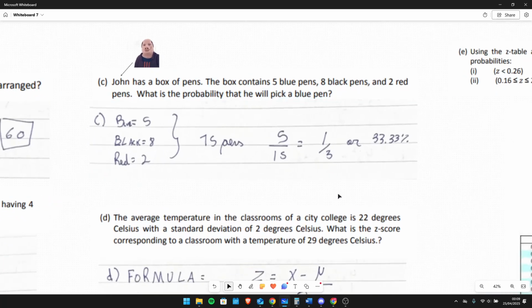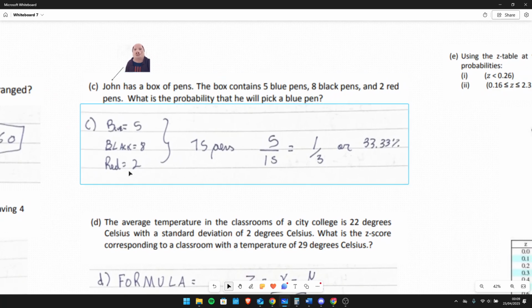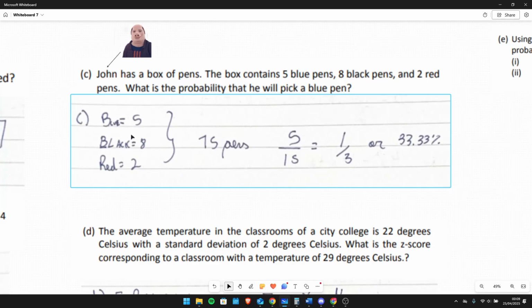C. John has a box of pens. I don't know how they have so many pens, but let's go. So you basically add them all together. In total it's 15 pens, and just take 5 from it. So 5 divided by 15 is 1/3, 33%.